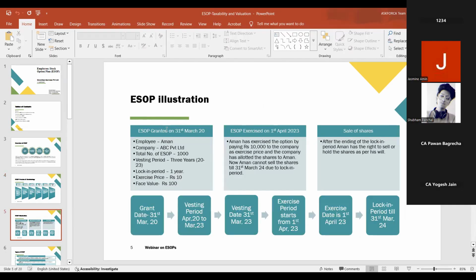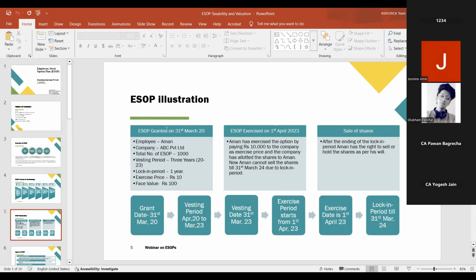We can understand these terms by one example also. Suppose a company, ABC Private Limited, has granted on 31st March 2020 1000 ESOPs to an employee, Aman. Vesting period is 3 years, so from March 20 to March 23. After that, there is a lock-in period of 1 year. The employee has to pay the exercise price of rupees 10 per share, and the face value of the share is 100 rupees.